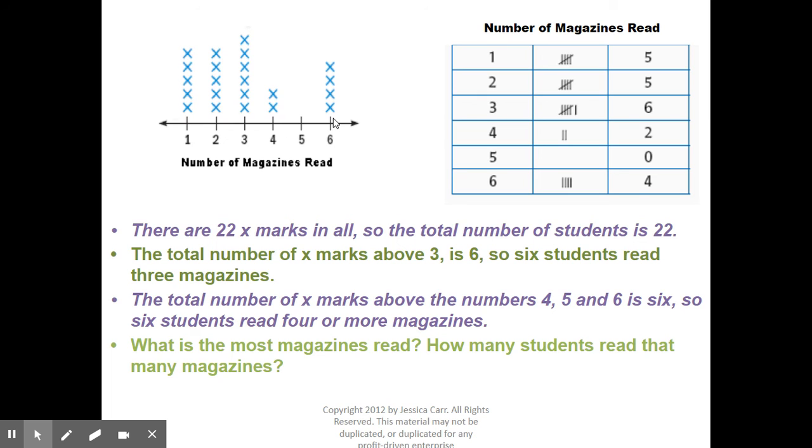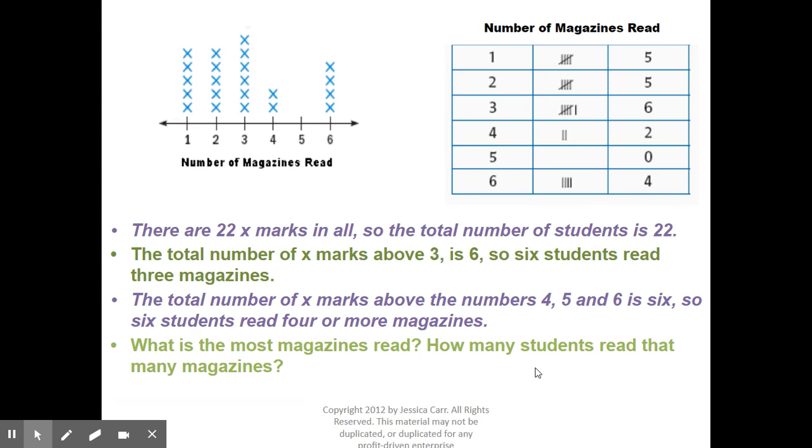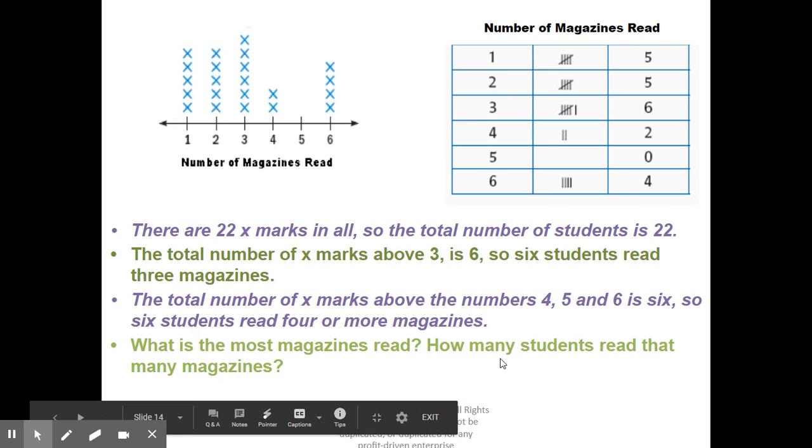And the X marks above 6 is 4. And so this is why they tell you the total number of X marks above the numbers 4, 5, and 6 is 6. So 6 students read 4 or more books.